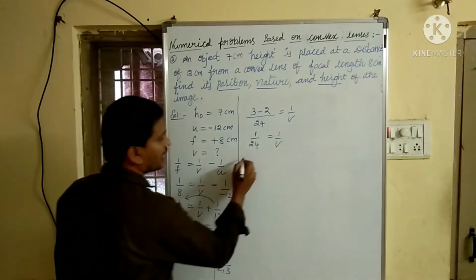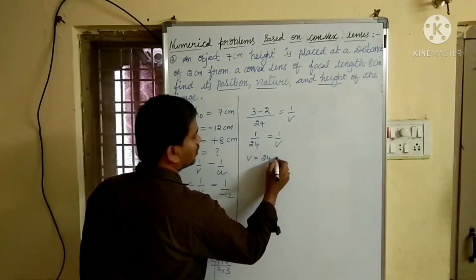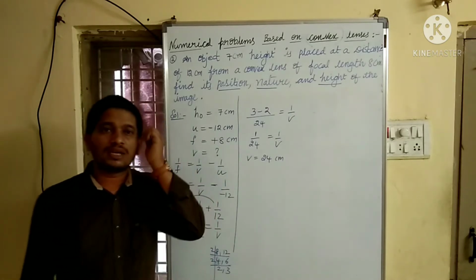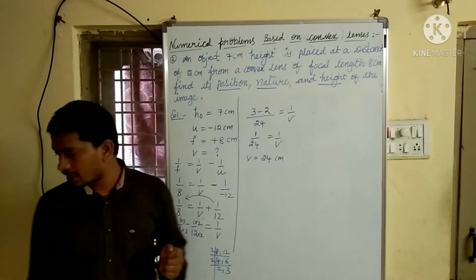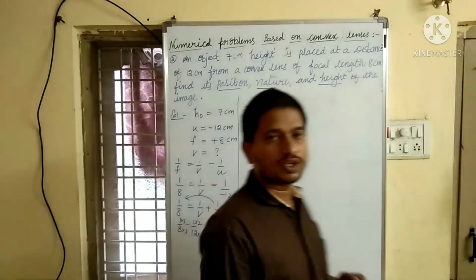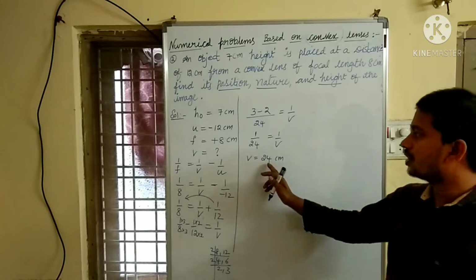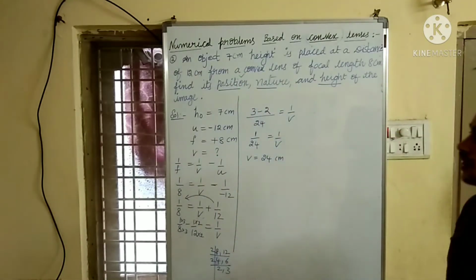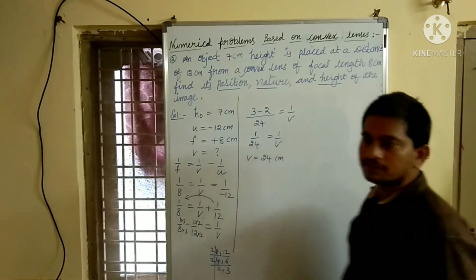So the 1s get cancelled. So v equals how much? v is equal to 24 centimeters. I mean, where did we get the image? We got an image at a distance of 24 centimeters from the lens. That is the position. Now coming to the nature.